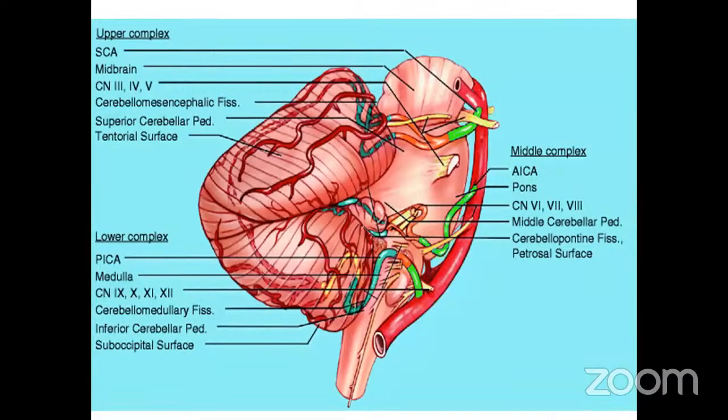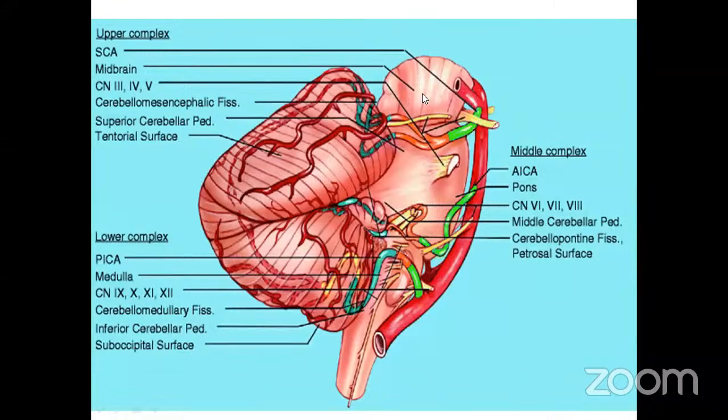Now we will discuss the division of the CP angle. It is divided into 3 neurovascular parts: the upper complex, the middle complex, and the lower complex. The upper complex has one artery, the superior cerebellar artery. The one shaded in green is the superior cerebellar artery.